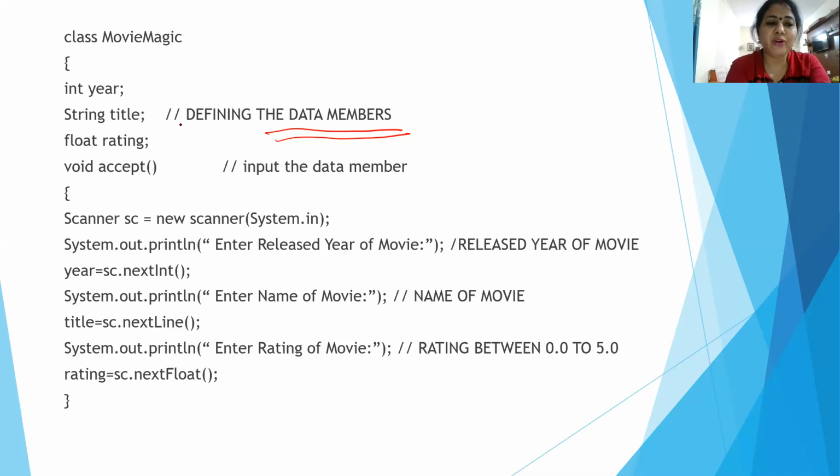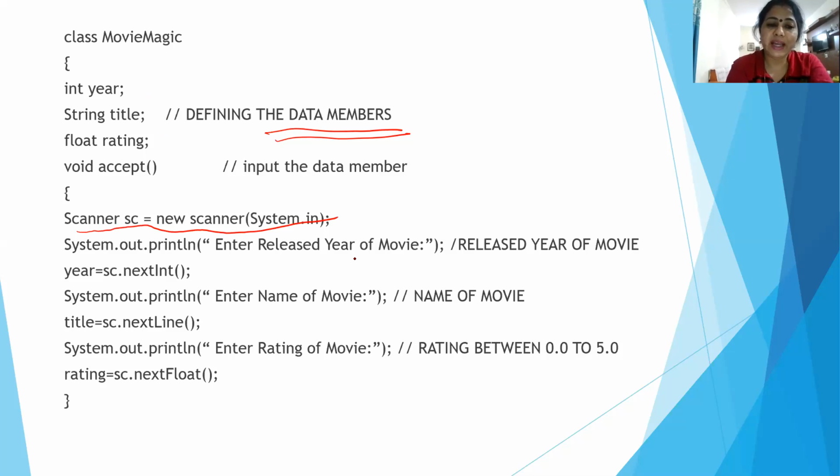Then the accept function, which is a void function. Void means it will not return anything to the main method, and it does not accept any argument also. First we have to input the data through the Scanner class. Look at how I have defined the scanner: Scanner sc is equal to new Scanner(System.in). Then System.out.println to print the released year of the movie.